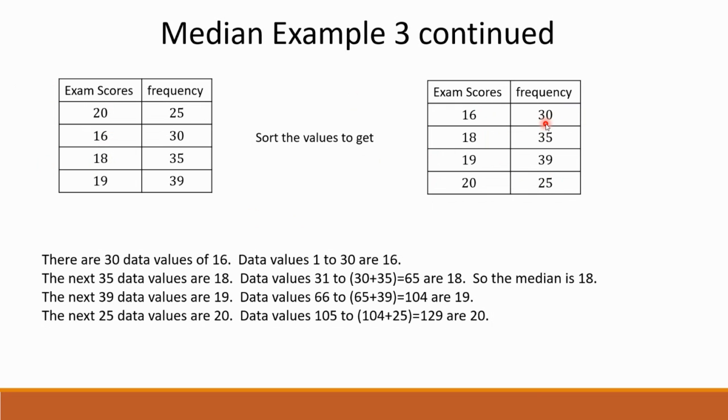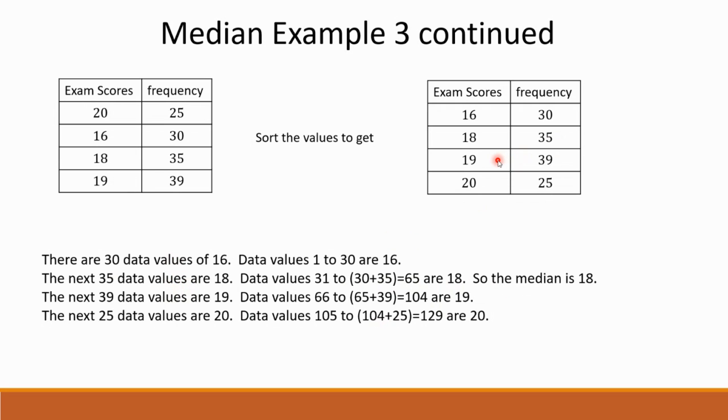So what is this saying? The first 30 data values, when we list it from smallest to largest, each of them would equal 16. The next 35 data values, so data values from 31 up to 65, because we have 30 plus 35, which is 65, those are all equal to 18. And this is the 65th data value. So right away, the median is 18 and we can really stop. But I'm going to keep going just for practice.